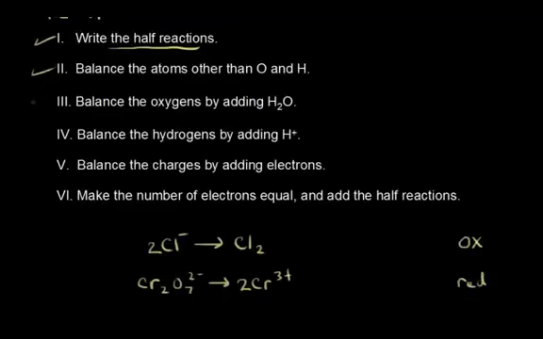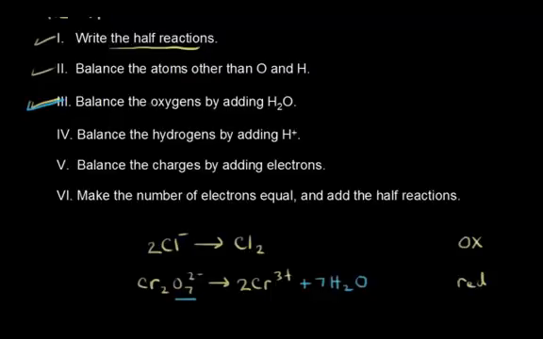Step 3, balance the oxygens by adding water. So if I look at my oxidation half reaction, there are no oxygens, so I don't need to worry about doing anything to this half reaction at the moment. I go down to the reduction half reaction, and I do have to balance my oxygens. I can see that I have 7 oxygens on the left side and none on the right. And so I need to do that by adding water. And since I have 7 oxygens on the left, I need 7 oxygens on the right. So I'm going to add 7 water molecules, and that now gives me 7 oxygens on the right of my half reaction. So that's step 3 right here.